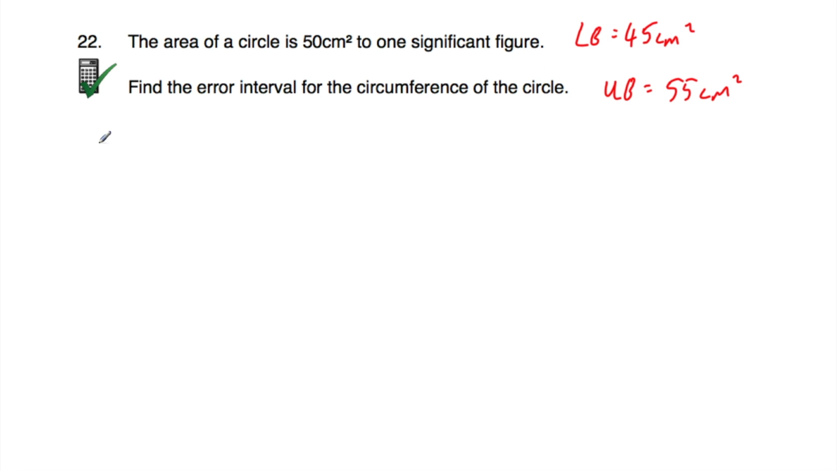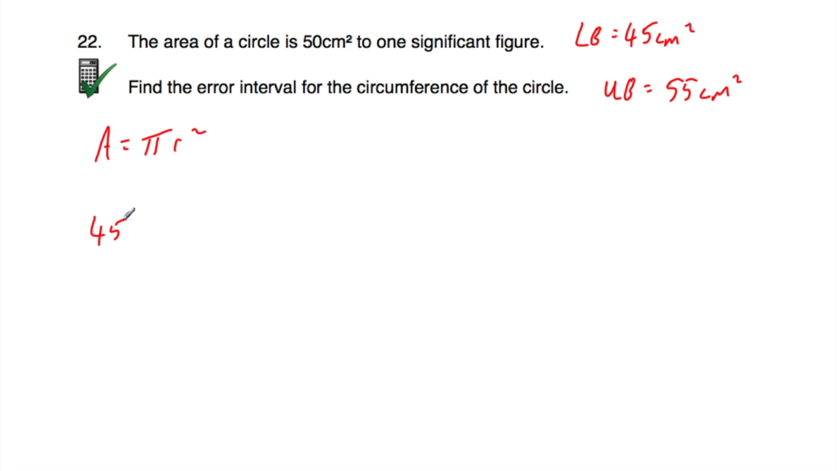We know the area of a circle is equal to pi r squared. So we're going to use each of these to find the lowest possible value for the radius and the greatest possible value for the radius, so the lower bound for the radius and the upper bound for the radius. Once we know those, we can work out the lower bound and the upper bound for the circumference of the circle, and then we can write that as an error interval. So let's start off with the lower bound.